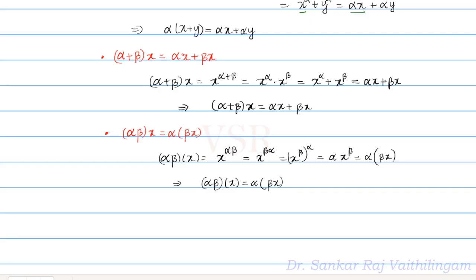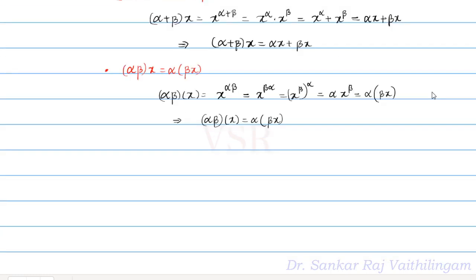So the final one, we need to show that 1 into x is equal to x. Can we prove this? It's very simple. Now 1 dot x is equal to, by definition, x to the power 1, that is equal to x. Hence 1 dot x is equal to x. Hence we have proved the following things.